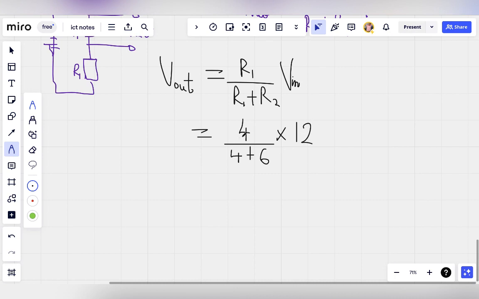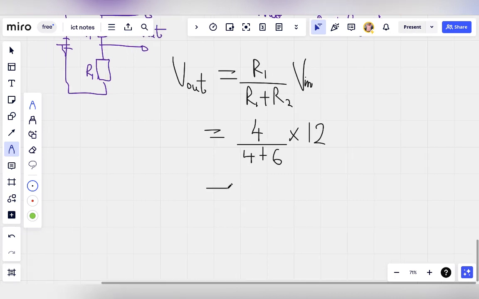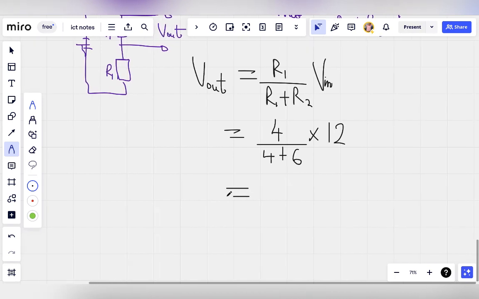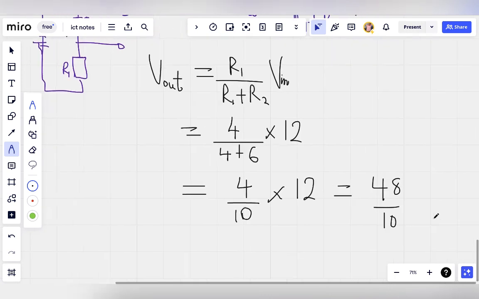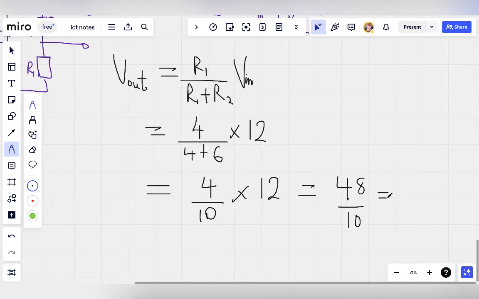So when you do this, it becomes what? In a potentiometer or potential divider, these are always in multiple choice exams. So this becomes 4 over 10 multiplied by 12, which is the input voltage. So 4 times 12, you can simply do that. 4 times 12 will give you 48. 48 divided by 10, you get 4.8 volts. So if you look at the options, you see 4.8 volts.